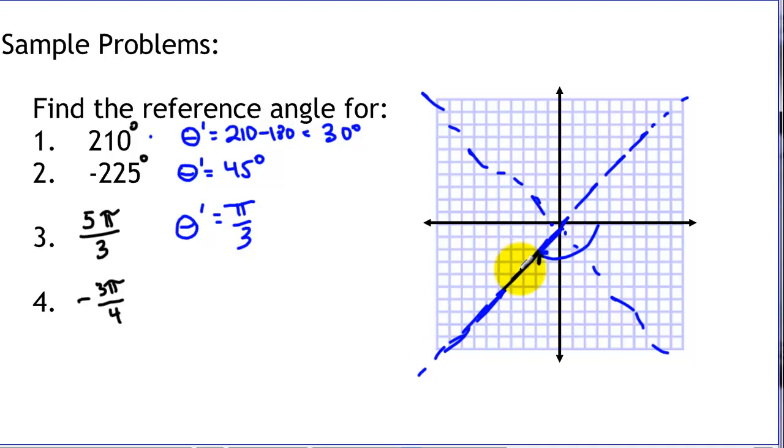Our reference angle is to the nearest x-axis right here. And that's one wedge again, so our theta prime is pi over 4. Okay. Now we can use this to find trig values for these angles, because the trig value of an angle will be related to the trig value of the reference angle. It's just that we might need to adjust for positives or negatives.